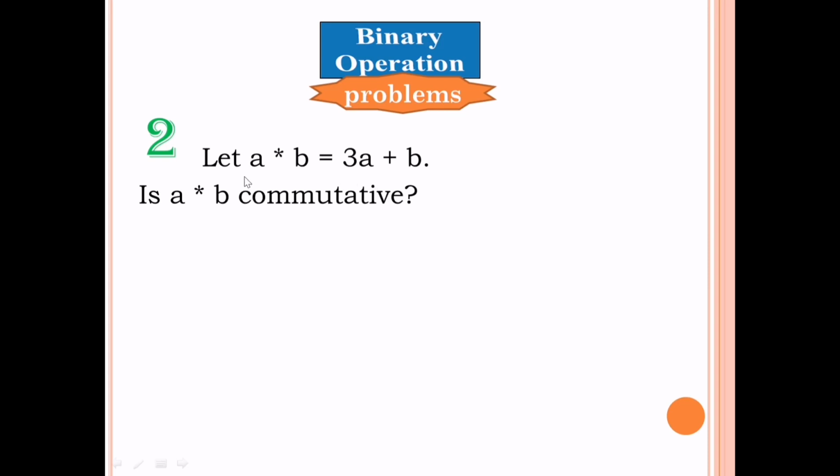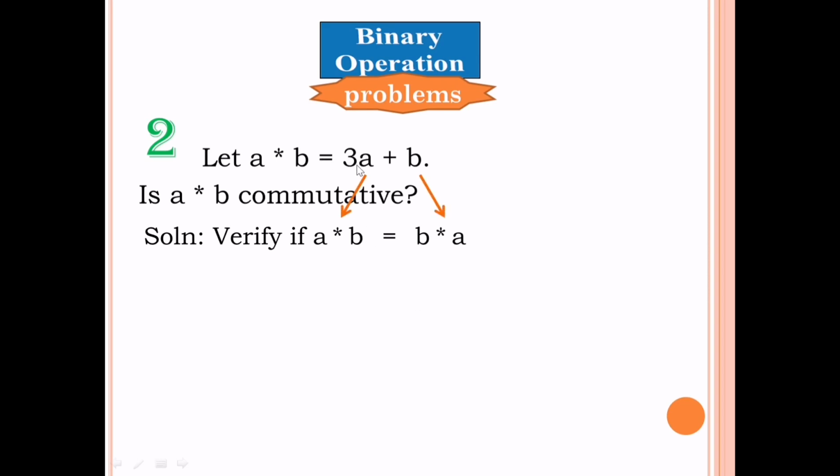Okay, let's move on. Let us have the second problem. Let A binary operation B equal 3A plus B. Is A binary operation B commutative? According to the definition, a binary operation is a calculation involving two elements in the set to produce another element which is also in the given set. So we are going to verify that A binary operation B equals B binary operation A, which is the meaning of commutative.